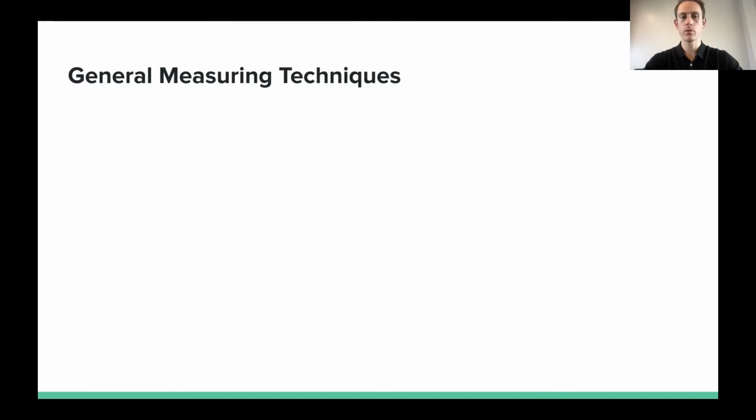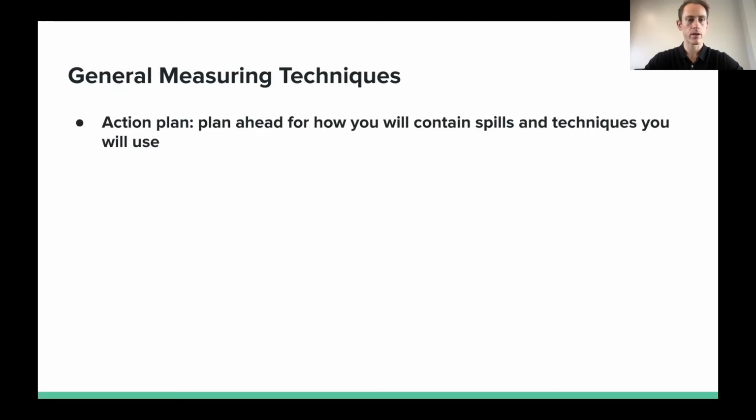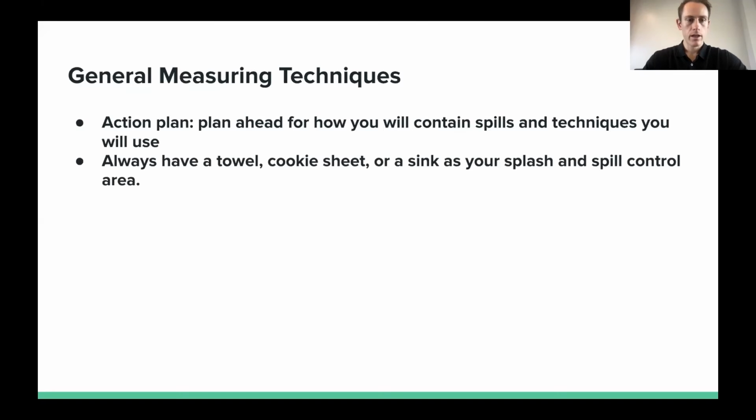Okay, so let's go over some general measuring techniques. So here's our action plan for techniques we might use while measuring. I'm gonna get in the meat of this. So always have a towel, a cookie sheet, or a sink as your splash and spill control area. We don't want to mess everywhere like we talked about earlier.